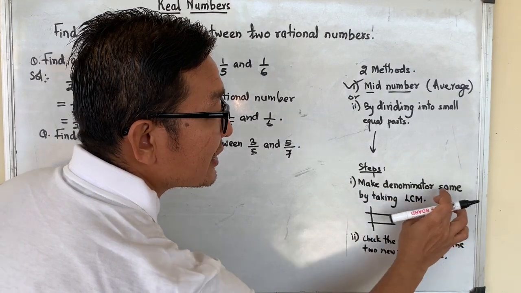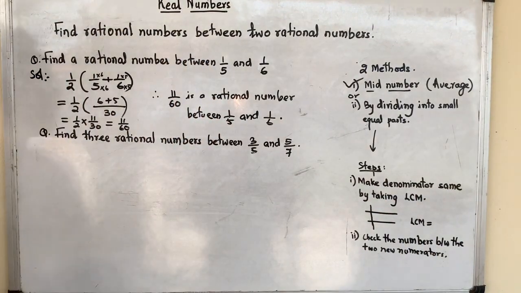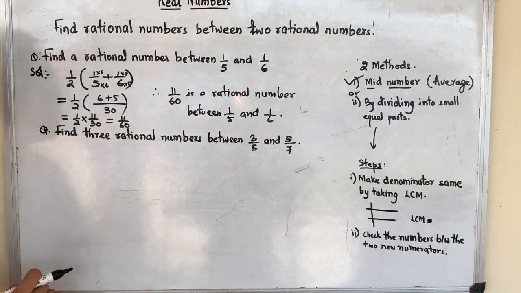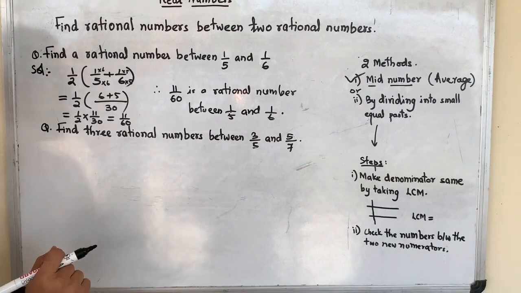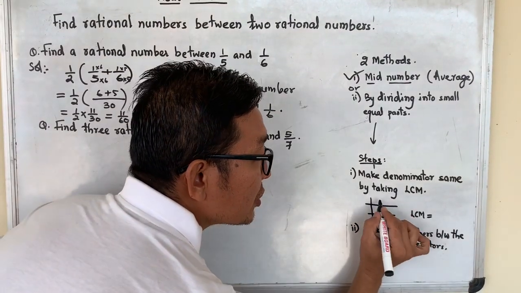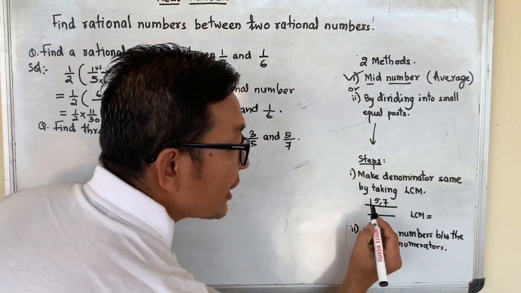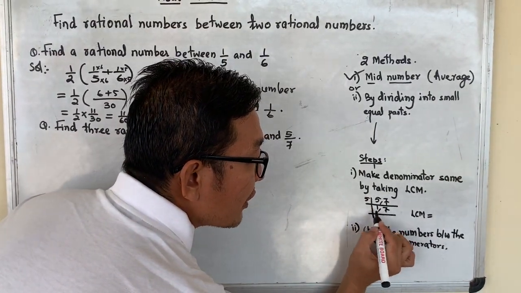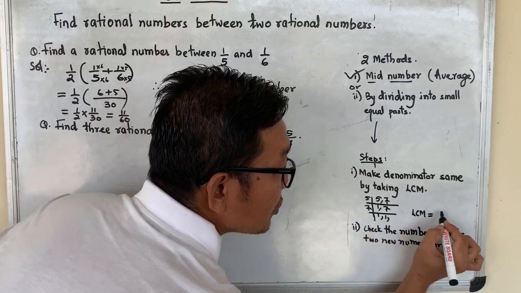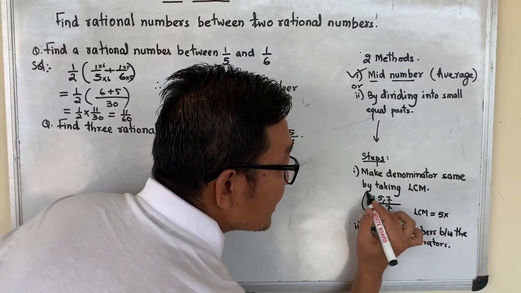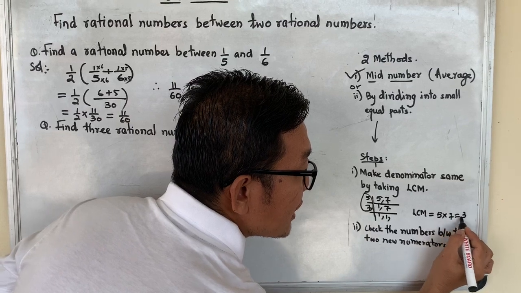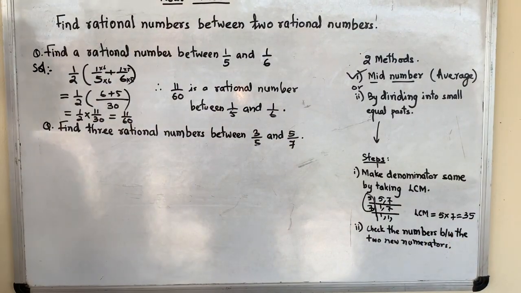Make the denominator the same by taking the LCM. The LCM of 5 and 7: 5 times 7 is 35. So the LCM is 35.